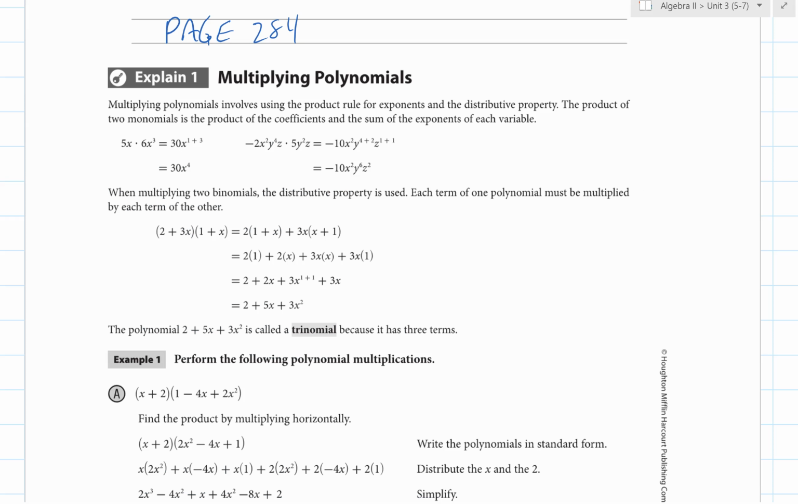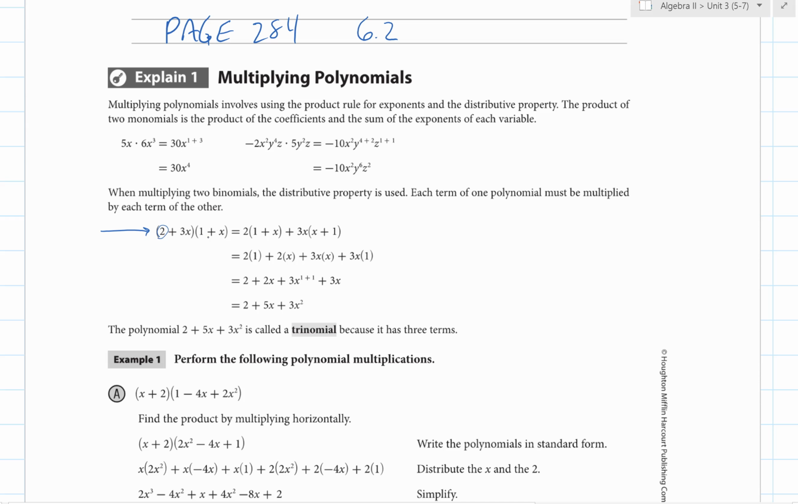Okay, now in section 6.2, we're going to look at multiplication of polynomials. And so you did a little bit of this in Algebra 1 as well. There are several different ways that you can multiply polynomials. And so this first example here, the book's technique, they use the distributive property.